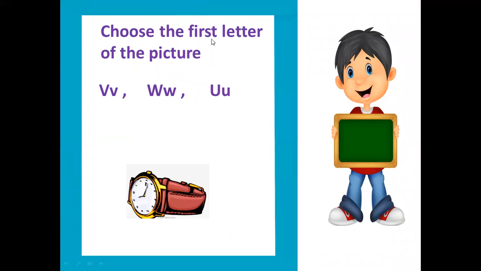Now choose the first letter of the picture. What is this? This is a watch. So what is the first letter of the picture? You know. W? Yes, well done. He also picked the W from here, and he chose it correctly because the first letter of the watch is W. Keep it in your mind. Remember it. The first letter of the watch is W.